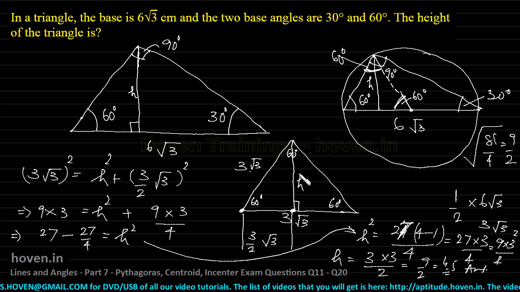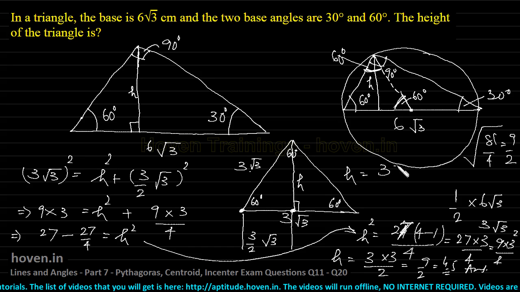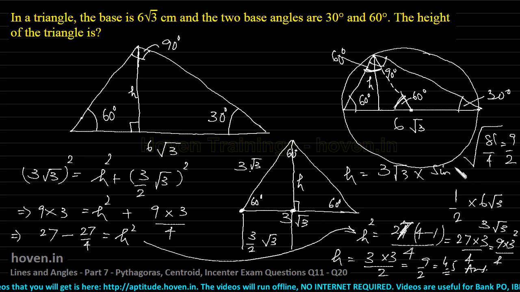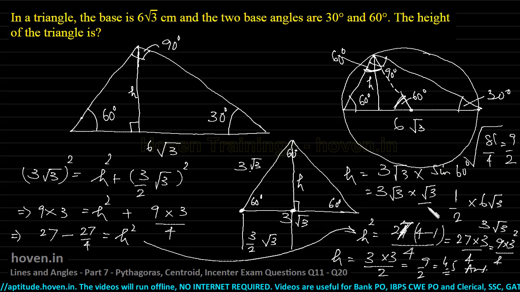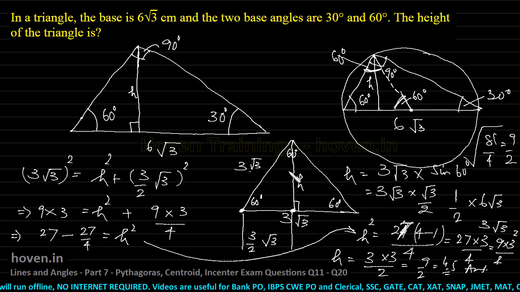Another way could have been that at this point you just use trigonometry. This triangle is a trigonometric triangle, so h will be equal to 3 square root of 3 into sine of 60. And we know sine of 60 is square root of 3 by 2. So likewise the answer would be the same. If you want to use Pythagoras, you can do this. If you want to use trigonometry, you can do this.